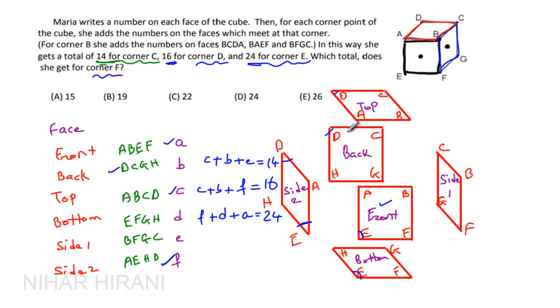All the faces which have corner F, you need to find the sum of that. So let me note down what we need to find. F is the corner of the bottom, and for the bottom we have assigned letter D. Plus F is the corner of the front also, and for the front we have assigned letter A. Plus F is the corner of side face 1 also, and side face 1 we assigned E. So basically you need to find D plus A plus E based on the information you have.